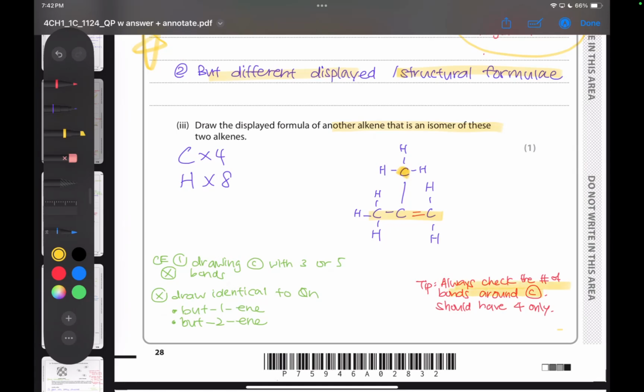Always check that carbon has 4 bonds. And for this case, you need to ensure that there's a C=C double bond in the middle. I'm going to take away my highlighter in red, like that. So it's still an alkene, but it is a different structure.